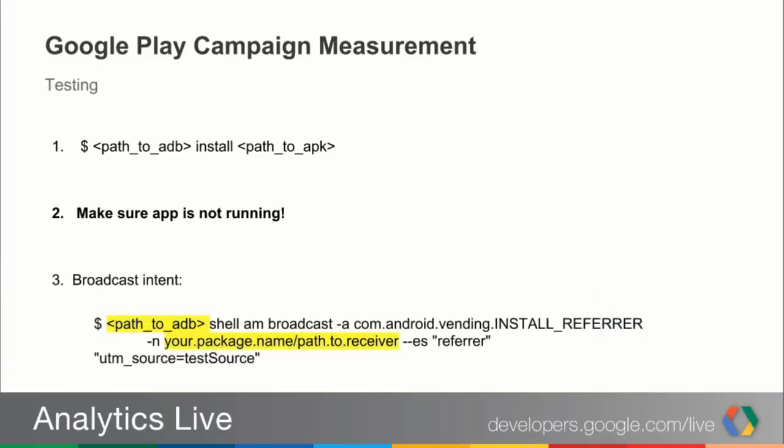Right, so again, it's kind of the same thing. You're going to have your path to ADB. Then you broadcast the intent. You have to specify your package name and also the path to the receiver. And then you tack on this string extra that's named referrer. And then you can add your UTM parameters and values. You don't really need to do too much here. You can actually just do utm_source equals whatever value you want. That's really the only required field, and that's good enough for the purposes of testing.